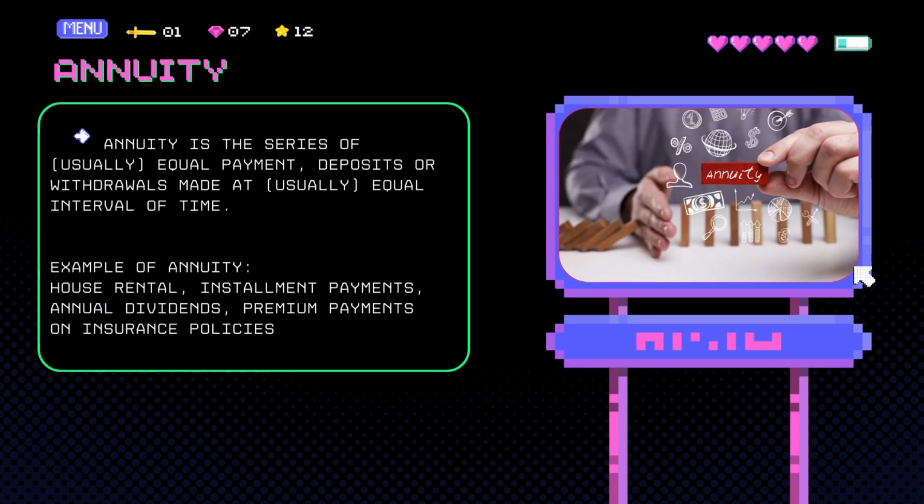Annuity is the series of usually equal payments, deposits or withdrawals made at usually equal intervals of time. Examples of annuity: house rental, installment payments, annual dividends, premium payments on insurance policies.